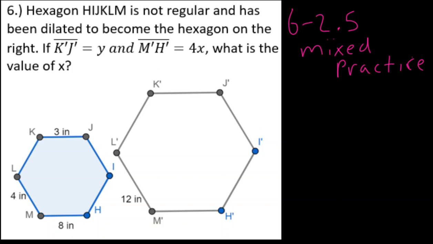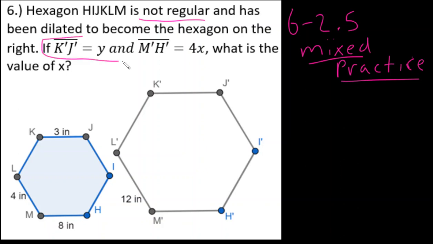All right, and welcome to 6-2.5 Mixed Practice. Now, in problem number 6, we have hexagon HIJKLM, and we are told it is not regular and has been dilated to become the hexagon on the right. Okay, so let's go ahead and label the things we're given.